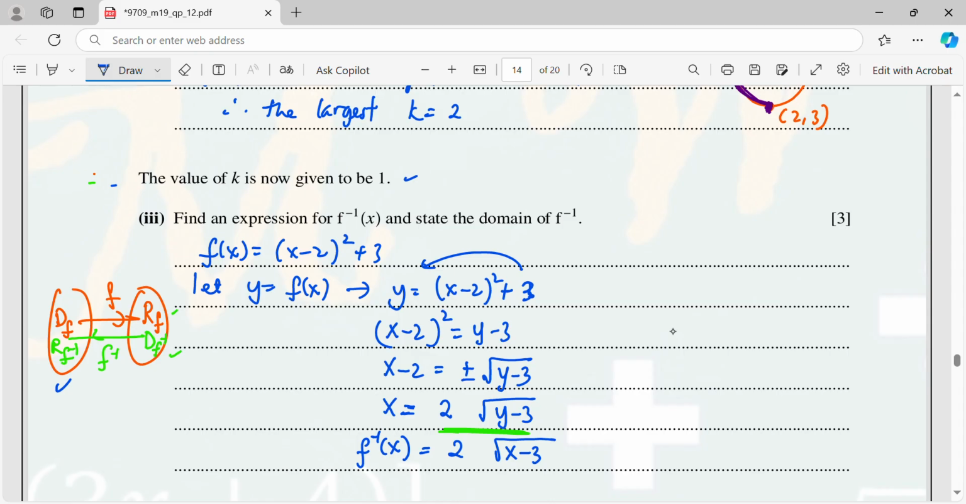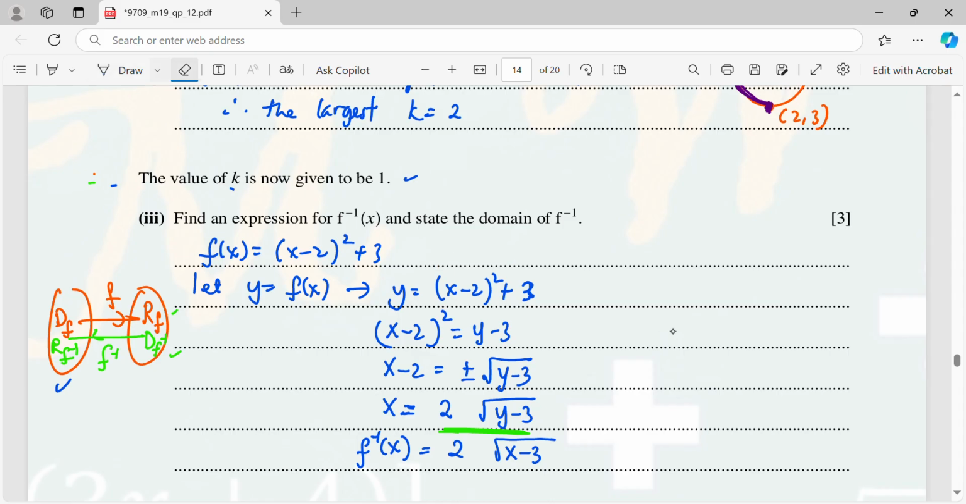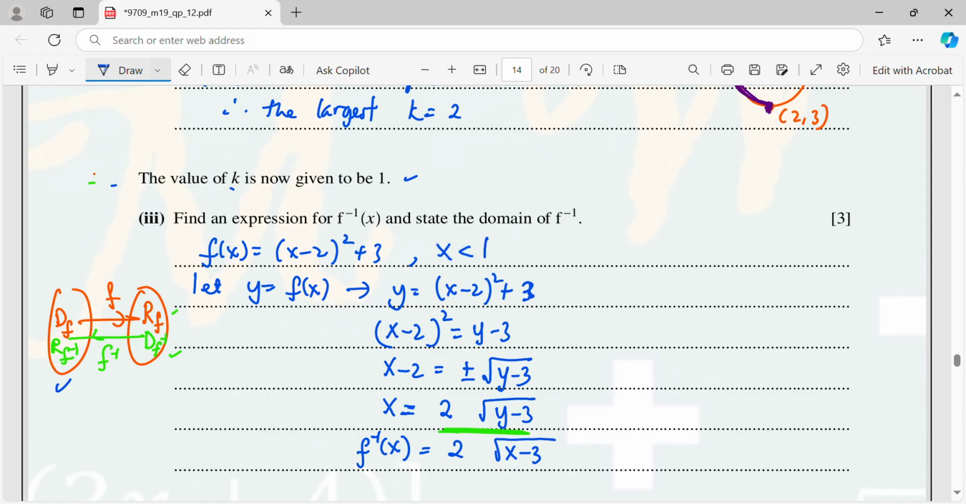Now your domain f, because your x is less than, it becomes 1 now. Which means this is when x is less than 1. So your range of f inverse, oh, this is your domain f, right? Domain f, x less than 1. That means the range of f inverse is less than 1. So to get less than 1, I have to put minus, right? This is how we decide plus or minus. So this is your expression for f inverse.